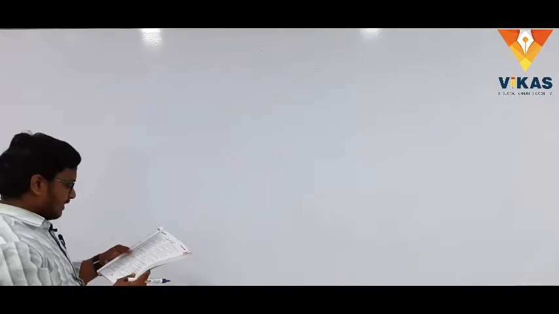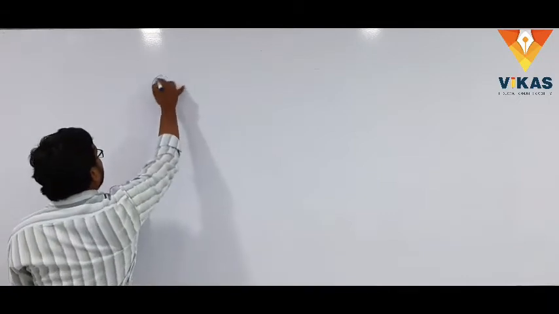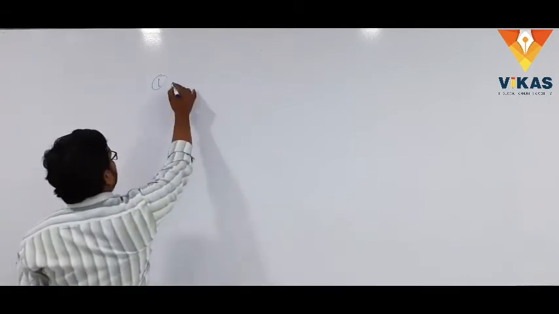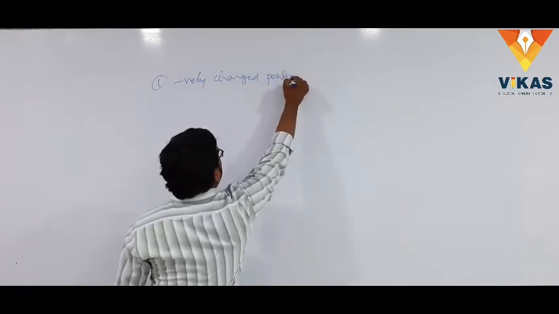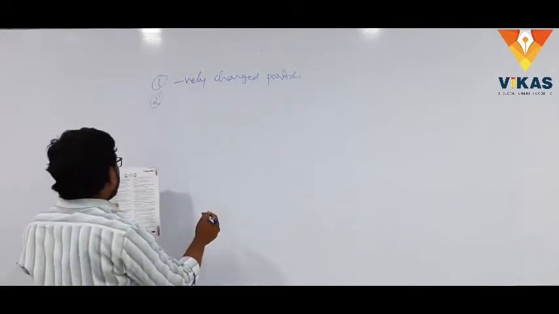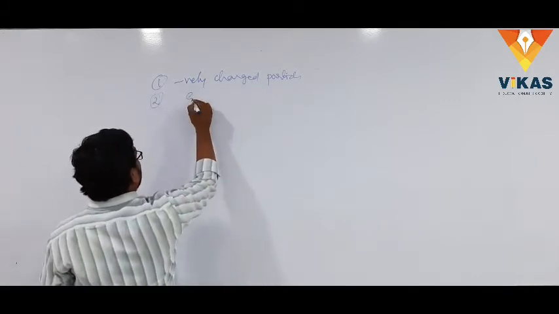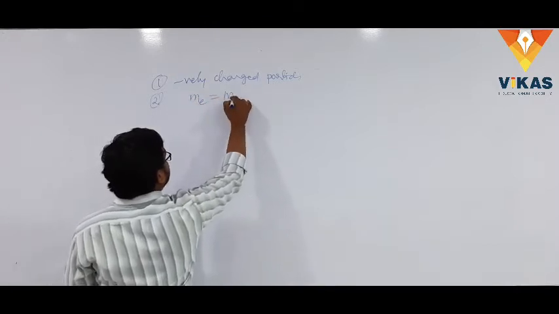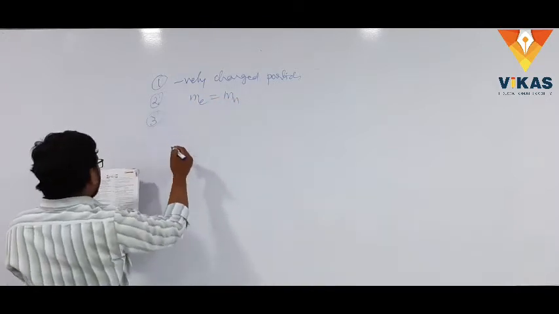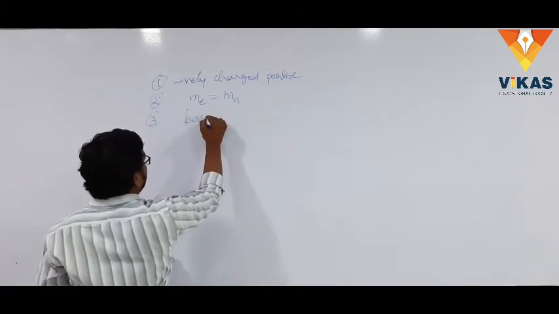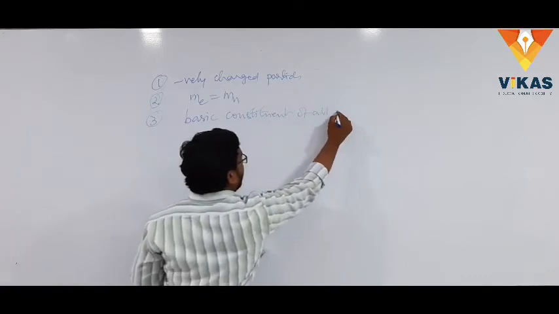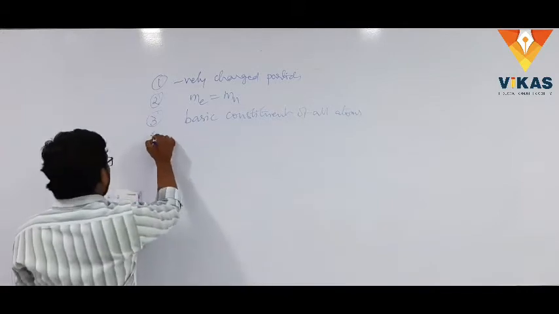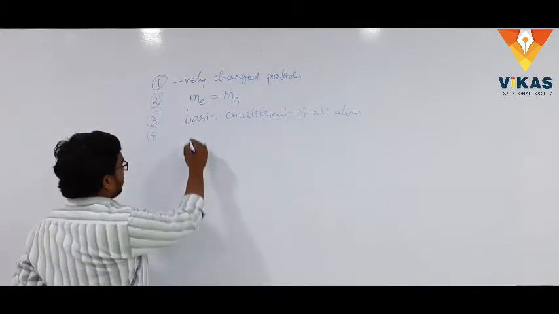Which of the following statements about the electron is incorrect? They are asking to find the incorrect statement. First option: it is a negatively charged particle. Second one: mass of electron is equal to mass of neutron. Third: basic constituent of all atoms. And the fourth one: it is the constituent of cathode rays.